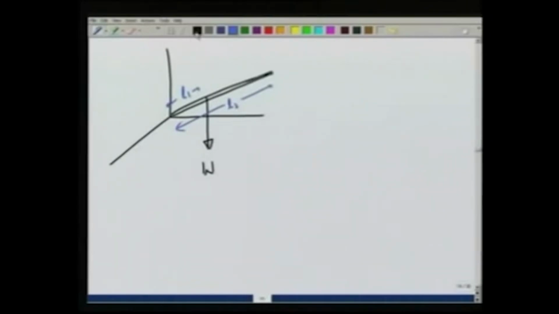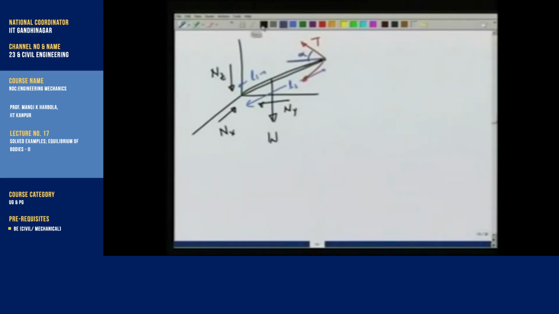There is normal reaction Nx, Ny and Nz, and there are these two tensions in the xy plane making angle alpha from here. So, if I were to write the force, let me call this tension 1, let me call this tension 2.